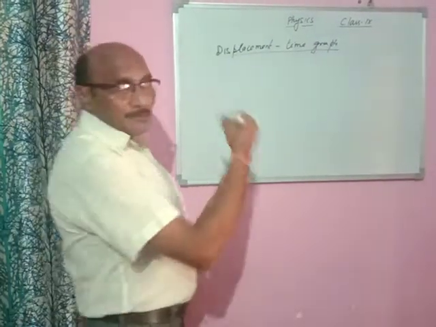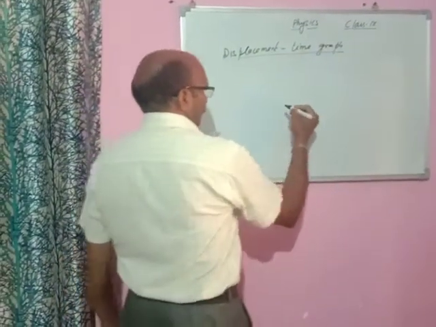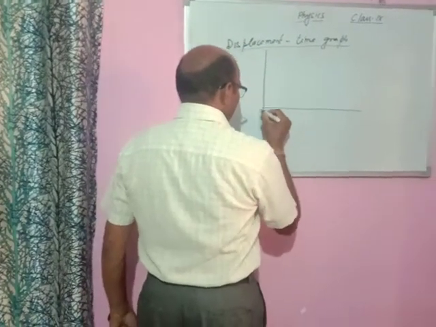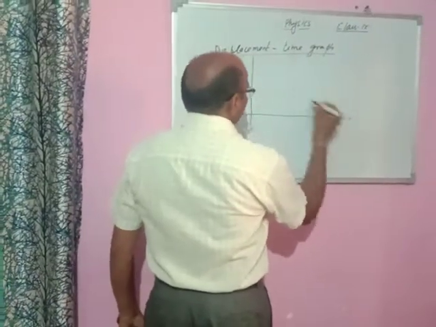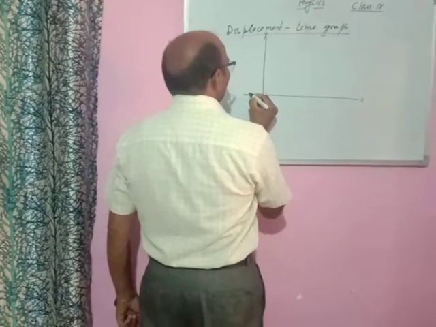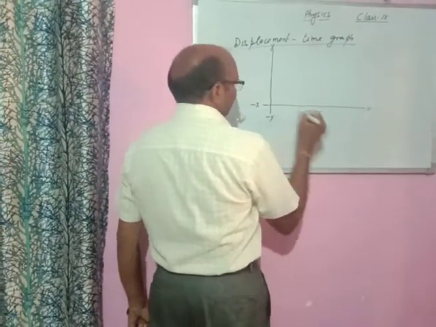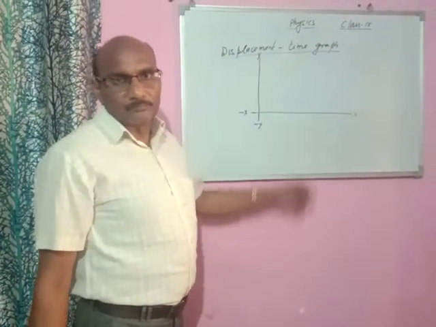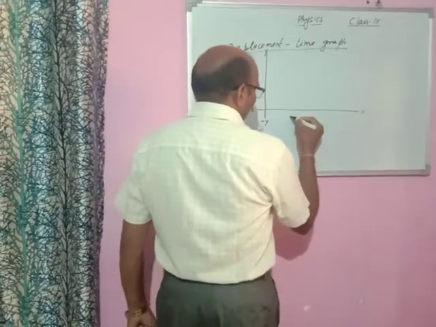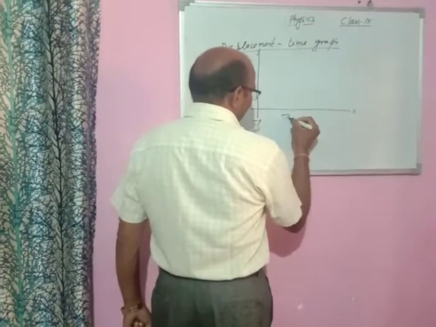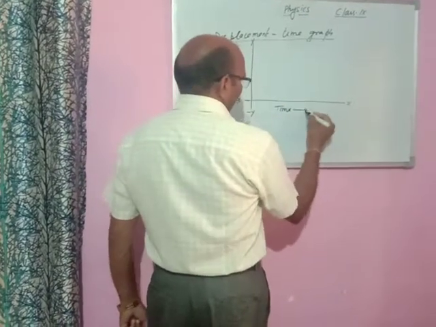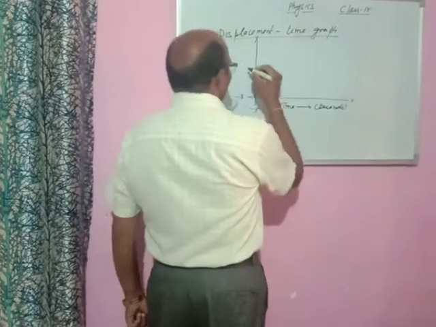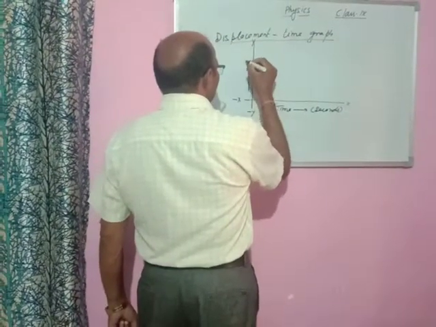Okay, in this displacement time graph, let this is x-axis and this is y-axis. X, y, minus x and minus y. On x-axis we will take time. Time will be represented on x-axis in seconds, and on y-axis this is displacement.